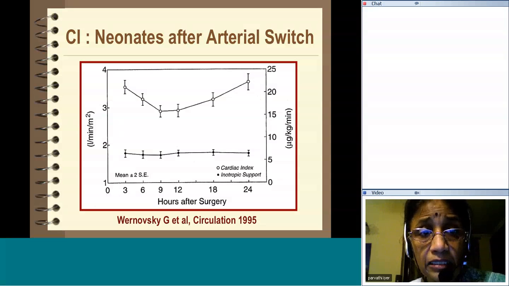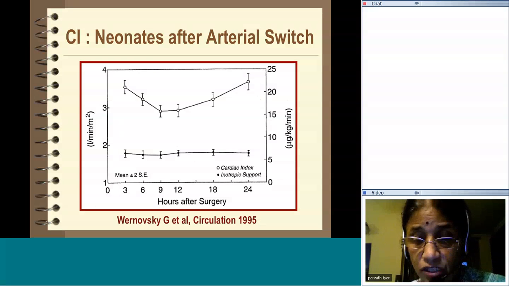So a reduction in cardiac output is almost invariable following most forms of surgery, and the dip in cardiac index is greater if the babies undergo complex cardiac surgery or surgery which involves a long pump time.